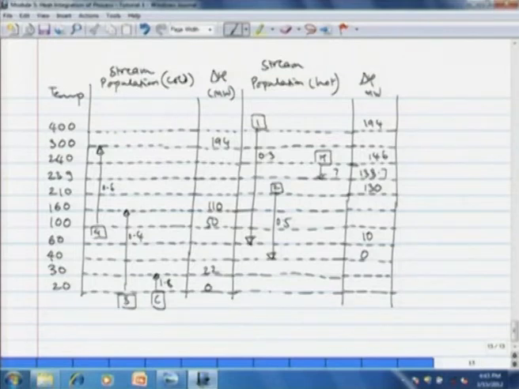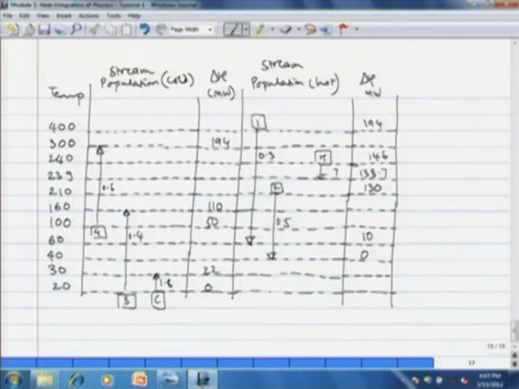Now what you see on the screen is the enthalpy interval data. We have listed all the temperatures in the process in descending order. Then we have also listed the stream population. We have two cold streams, 3 and 4. Stream 3 goes from 20 degrees to 160 degrees with Cp value of 0.4, and stream 4 goes from 100 to 300 with Cp value of 0.6.